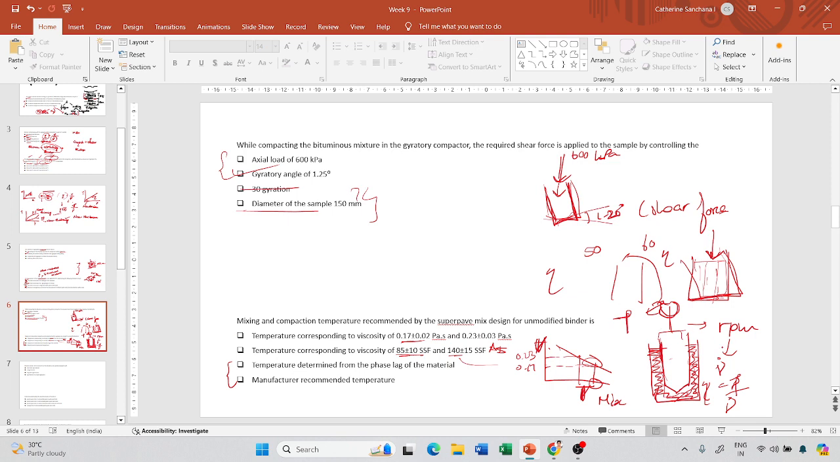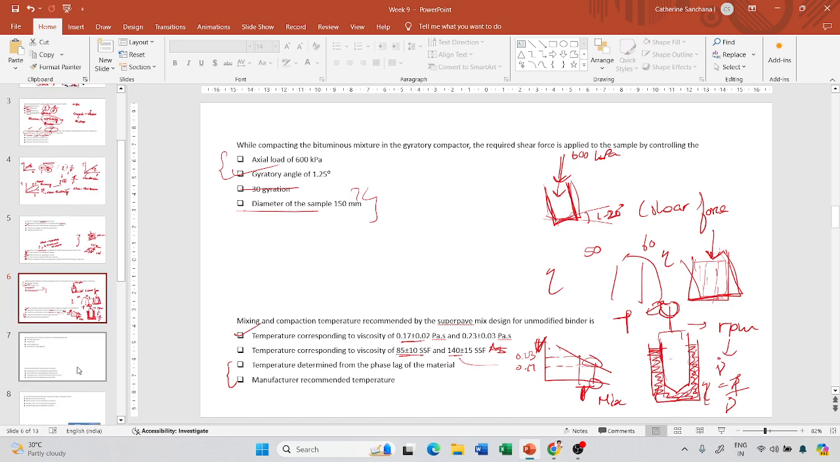okay, what Superpave has suggested. The second method corresponds to what the Asphalt Institute suggests, and what Superpave suggests is the first method, where you measure viscosity using a rotational viscometer and find the temperatures corresponding to viscosities of 0.17 and 0.23 pascal second. Okay.